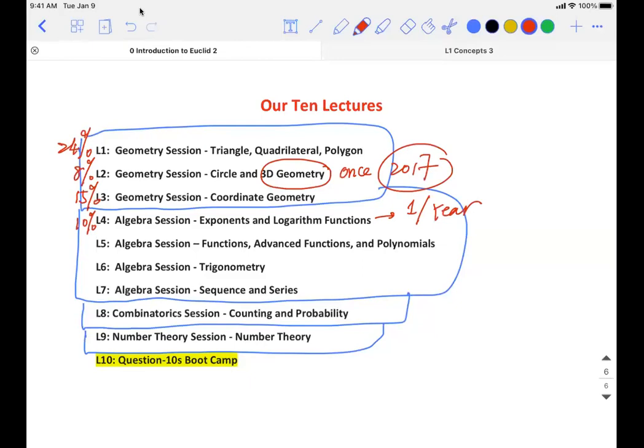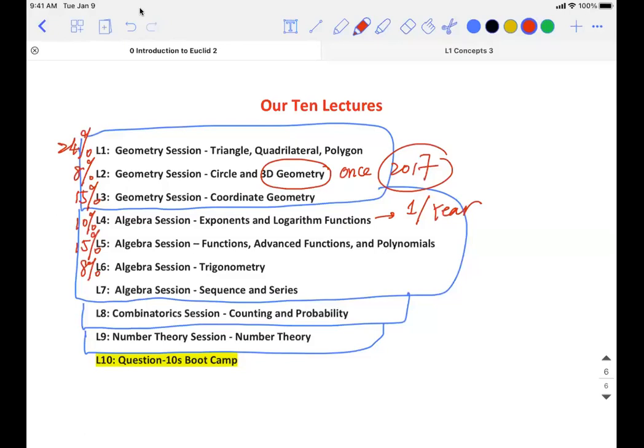That one is roughly 15%. Lecture number 6, we're going to talk about trigonometry. Trigonometry is actually roughly 8%, not that important. Trigonometry is extremely important for AMC 12 as well. But for Euclid, for AMC 10, it's not that important. But of course, every year you're going to see one problem testing trigonometry.